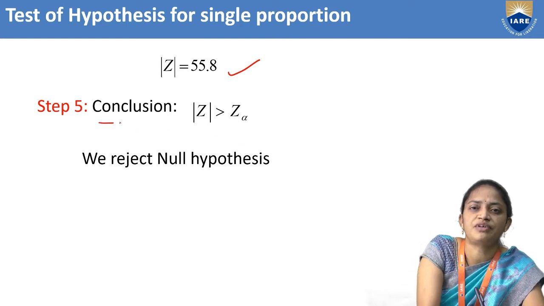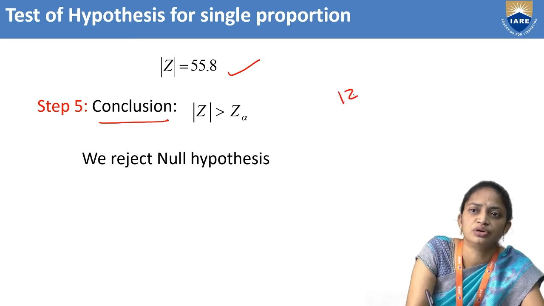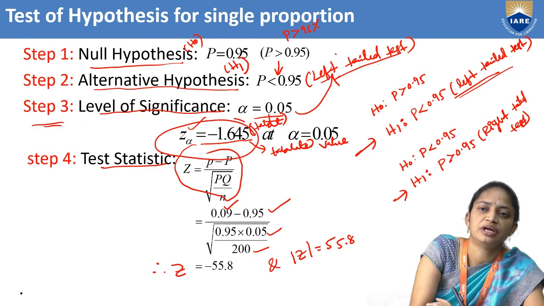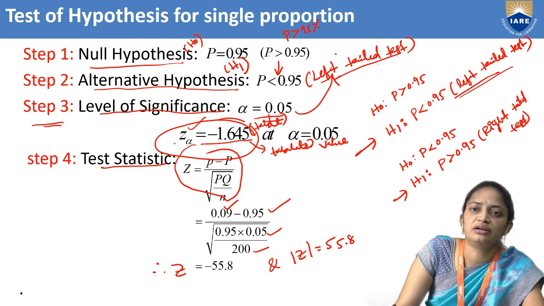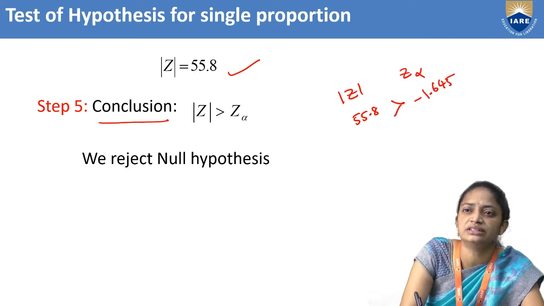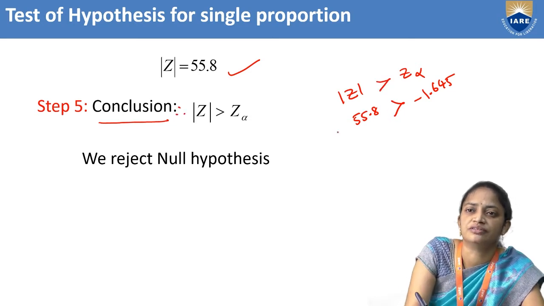Now step 5. That is our conclusion. Here we know mod Z and Z alpha. Mod Z is 55.8 and what is the Z alpha value, that means the tabulated value? That is minus 1.645. So 55.8 is greater than minus 1.645. That's why mod Z is greater than Z alpha.